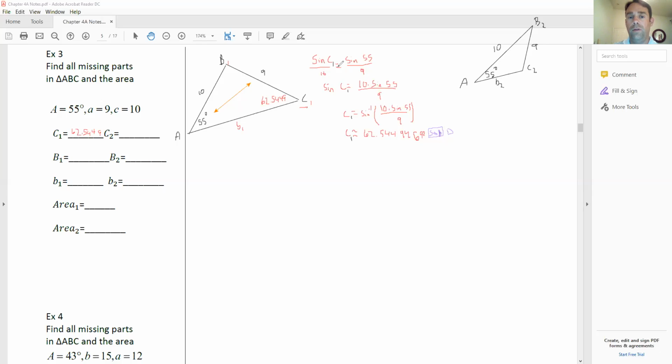So that C2, this is where we said that supplement thing. So that angle C2 is going to be 180 minus C1. So that means C2 then is going to be about 117.4555. And again, I'm going to store this value.